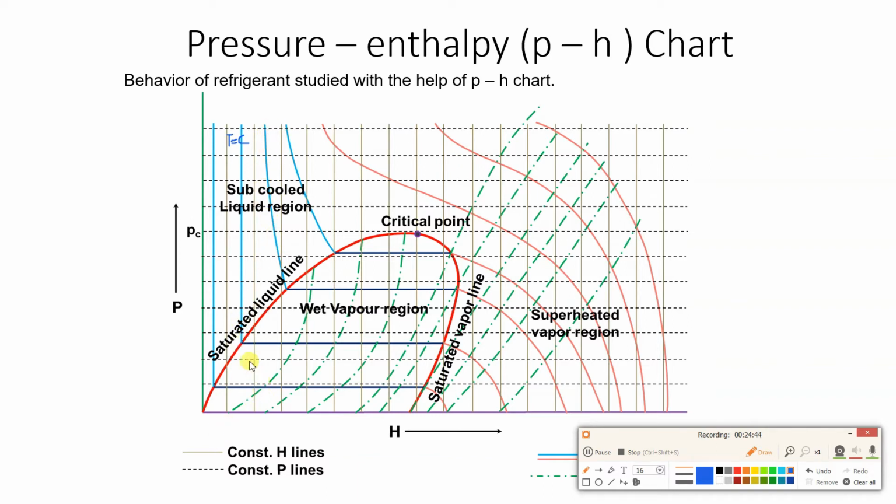And then in the saturated region, the wet vapor region, where we have liquid plus vapor, there we supply latent heat, so temperature doesn't change. So here you can see the constant temperature curve has become horizontal. Why is this horizontal? Because between saturated liquid and saturated vapor, pressure is constant and temperature is also constant.